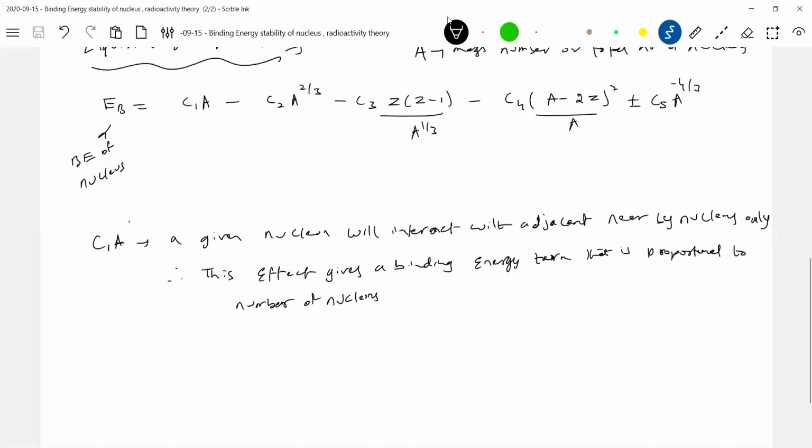Okay, next after this. So what is that next term? C2A minus C2A to the power of 2 by 3. Those nucleons which are on the surface will have less interaction.